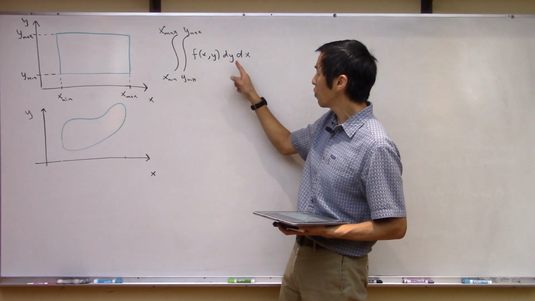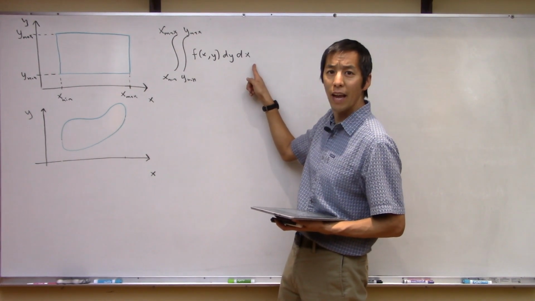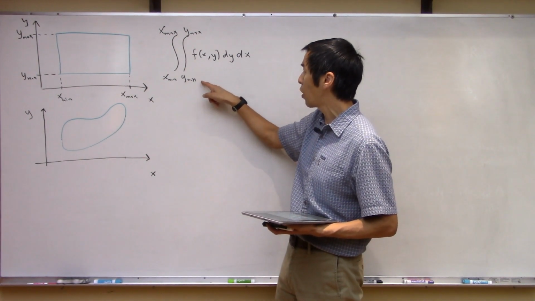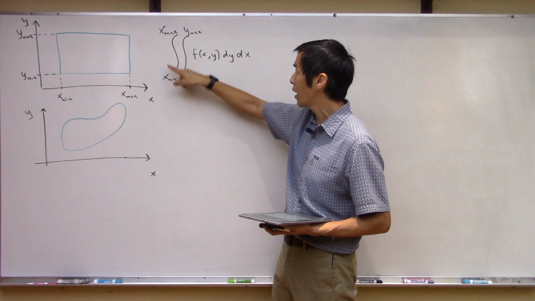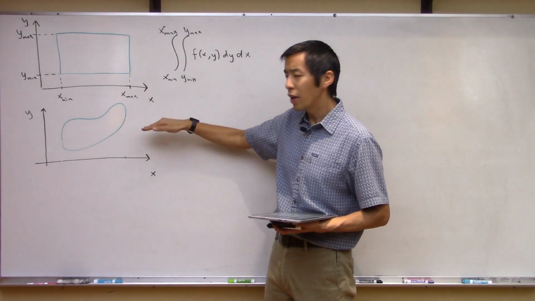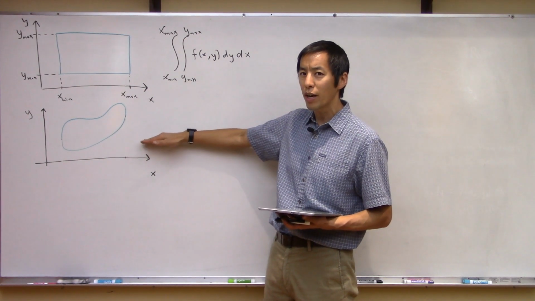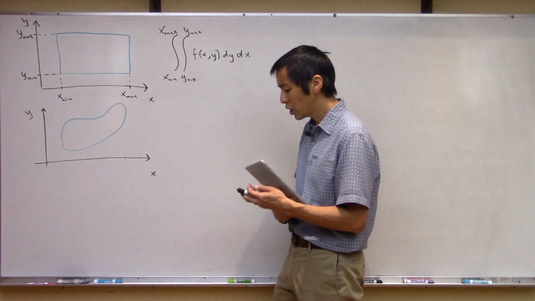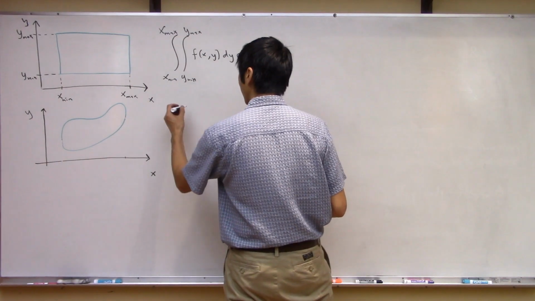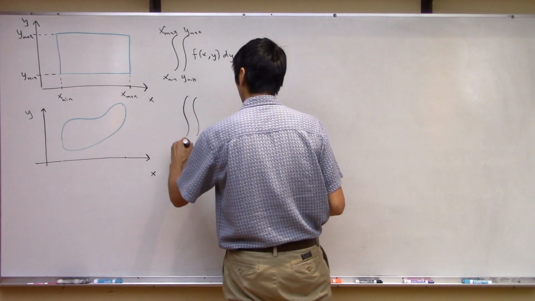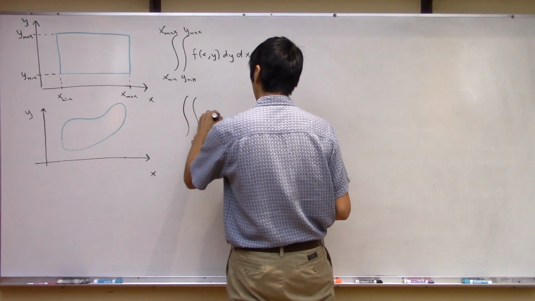In this case, let's do it over y first and then x, right? So y runs from y min to y max, and then x runs from x min to x max. Now, the issue is, let's consider this other region down here, which is definitely not rectangular. So the question becomes, what does this double integral over the region look like?